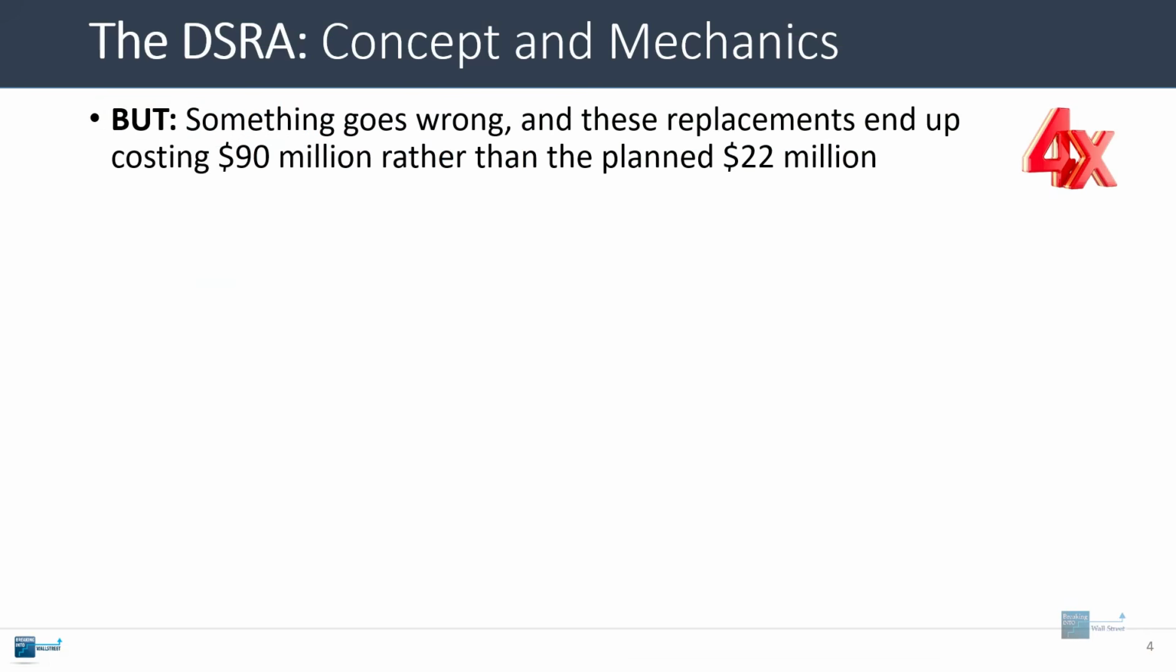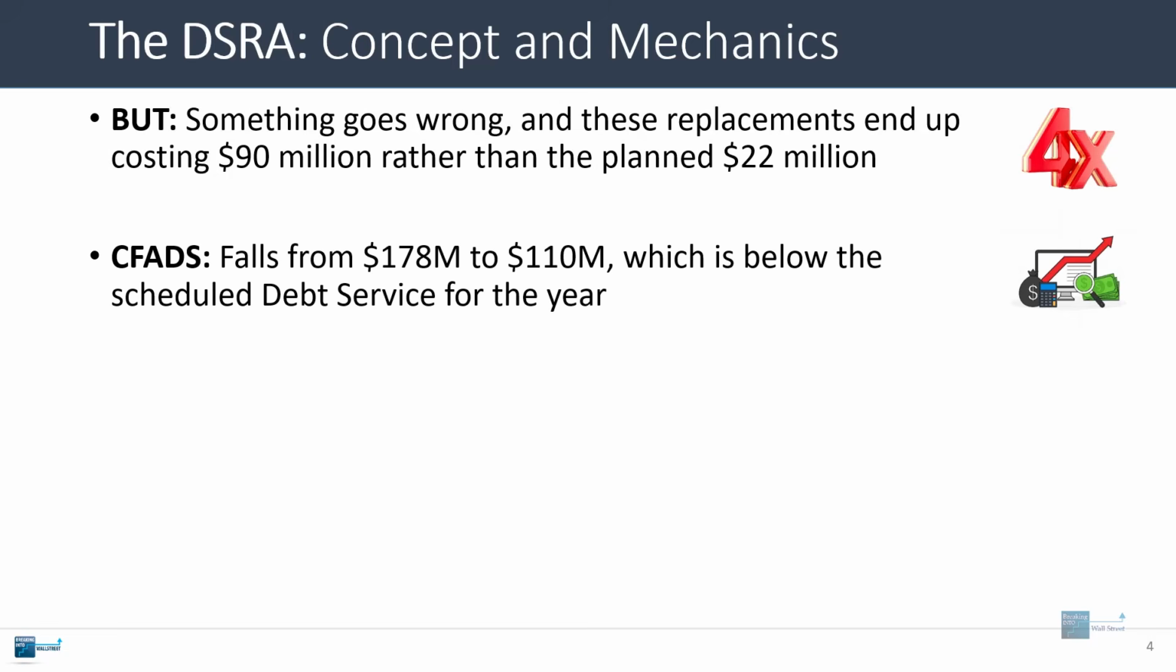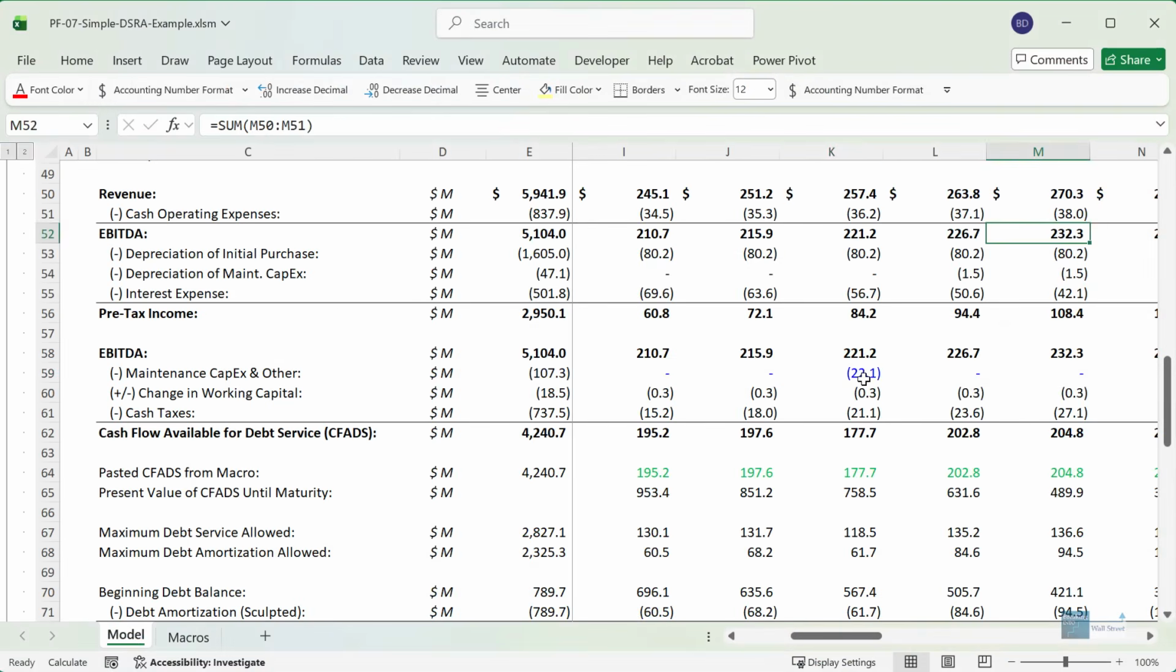So that's our initial starting condition. But we're saying that the costs here quadruple. So they go up to around 90 million from this 22 million. And as a result, the cash flow available for debt service falls from about 178 million to 110 million. So let's go in and enter this. I'll say 90 million for the maintenance capex here. And sure enough, the cash flow available for debt service falls to 110 million.